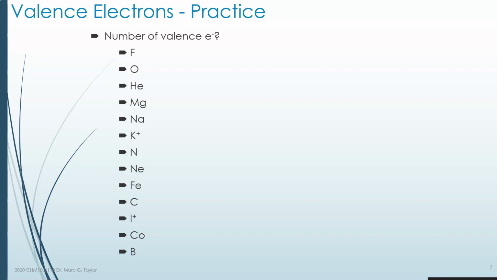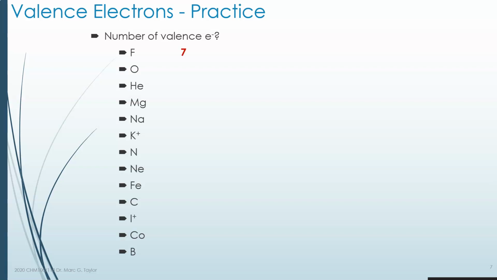If you see a positive charge, you have lost an electron. So if it started with 1 and you have 1 positive charge, you now have 0. So you can freeze the slides right now, or freeze the video right now. Okay, and now I'm going to show you the answers.